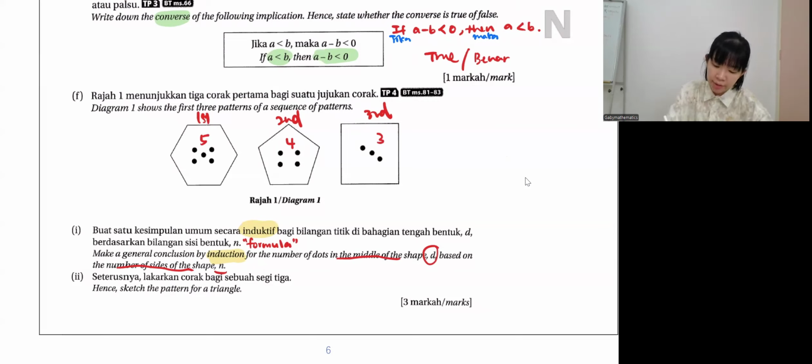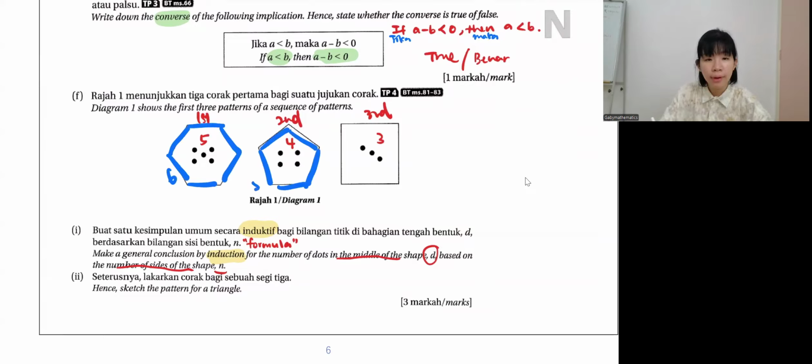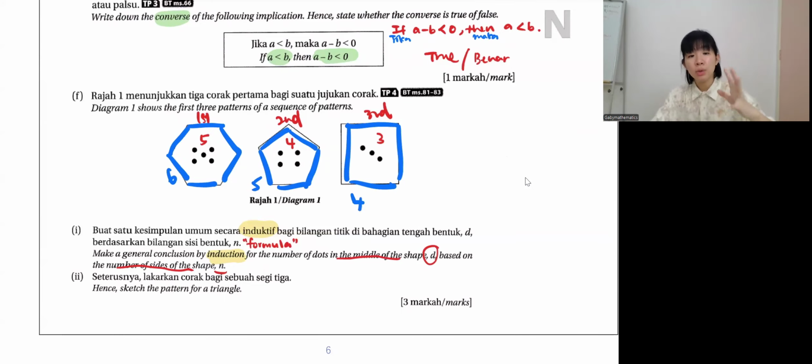Okay, then based on the number of sides N. How about the first one? 1, 2, 3, 4, 5, 6. 6. 1, 2, 3, 4, 5. Okay, 5. 1, 2, 3, 4. Okay, 4. Now, they want us to form a formula, but they say very specifically they want D based on N. The D is the number of dots. So, D equals to what?